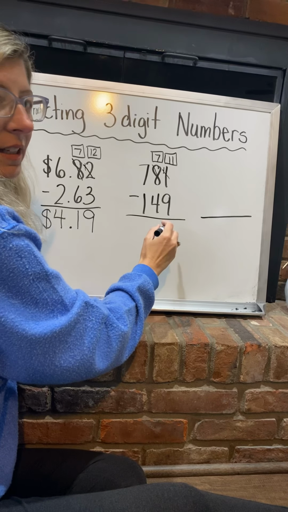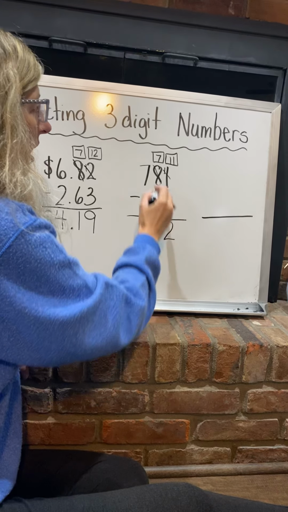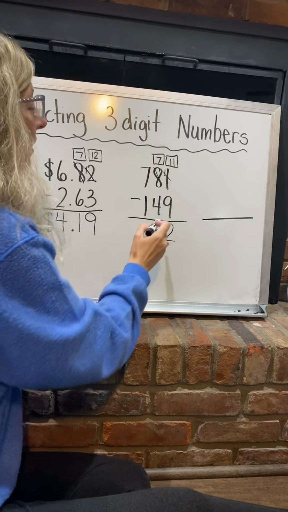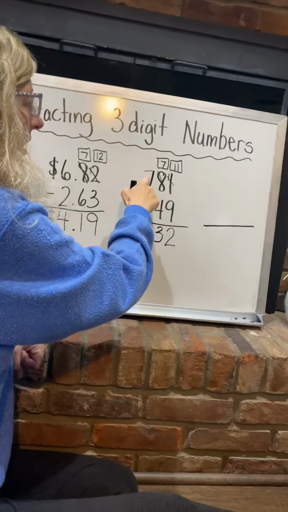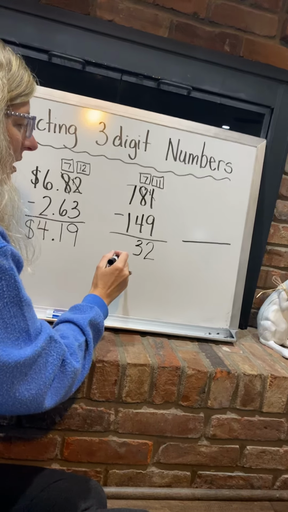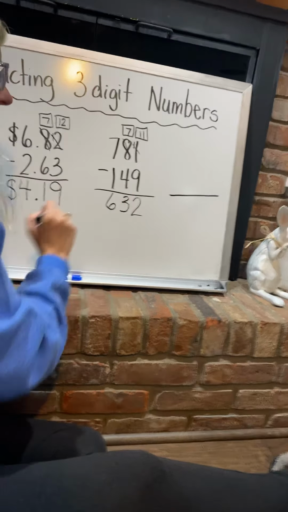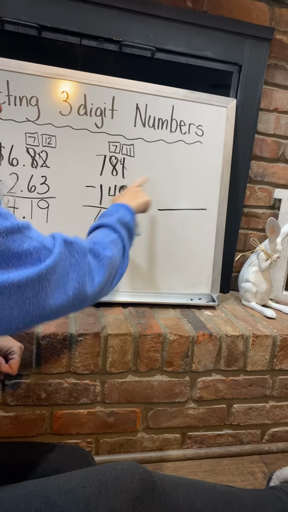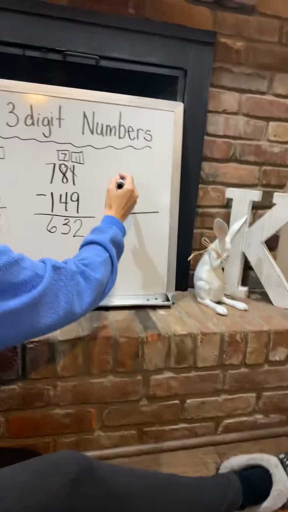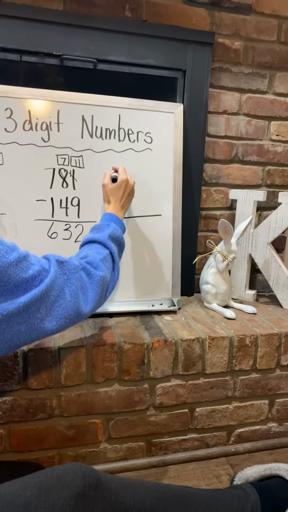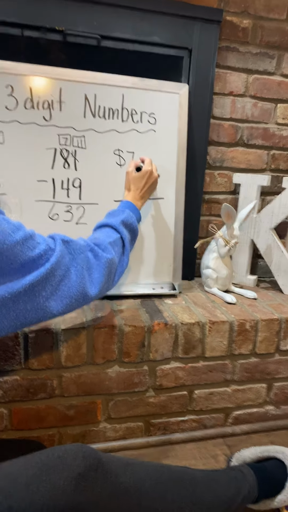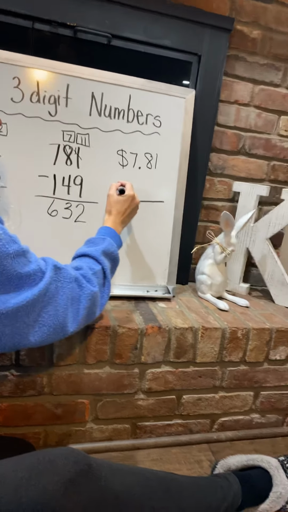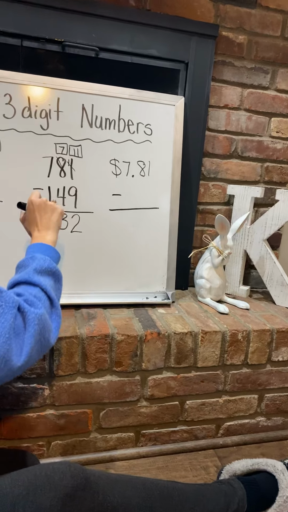What's that? 2. And 7 minus 4 is 3. And then 7 minus 1 is 6. So we have 632. Now let's take this same problem where we're going to write it with money. So this will be $7.81. Then we're going to put the minus sign under the dollar sign.